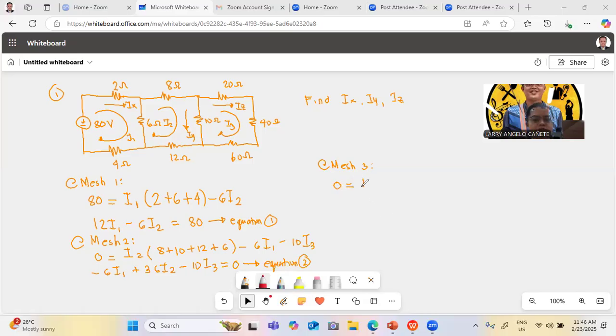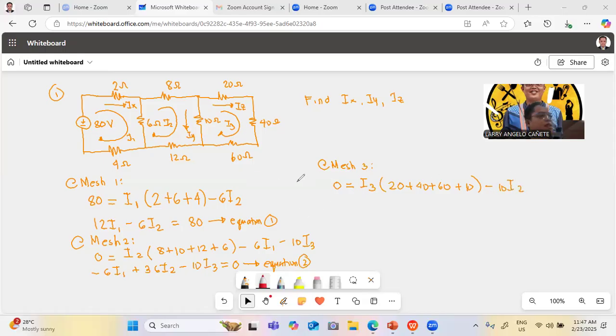And then I am now inside mesh 3, so I3. So you sum up all resistors inside mesh 3. So 20, 40, 60, and 10. All right. So this is 20 plus 40 plus 60 plus 10. So same pa rin, if there is a resistor opposing to the other side, minus 10 I sub 2.